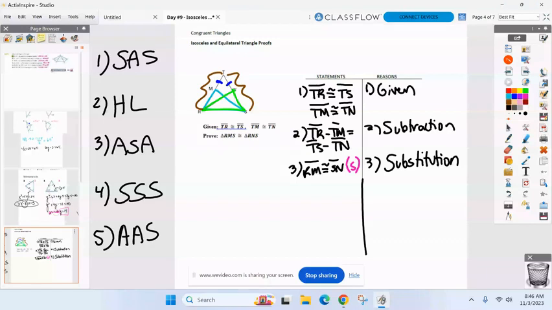And take a look, everybody. What's across from TS? This angle right here, which is in one of the overlapping triangles. What angle is across from TR? This angle right here, which is in the other overlapping triangle. Does everyone see where those angles are coming from? Look for isosceles triangles today. That's what all these proofs involve, isosceles triangles.